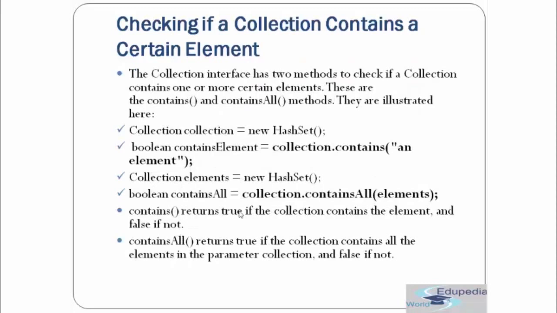Now let's see checking if a collection contains a certain element. There are methods which will tell you whether this collection contains a particular element, and these methods are contains and containsAll. They are illustrated here. You can see we have declared a collection as a new HashSet. Then we check collection.contains and pass a string, which is an element. If it contains that string, it will give us a boolean value true. Otherwise, it will give us false.